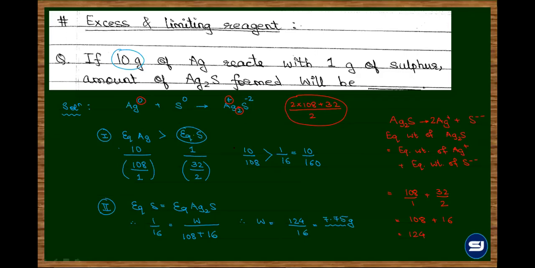Okay, now in the handwritten part, this 32 wasn't divided by 2. This is the correction. So make it as 32 by 2, and instead of 10 by 320, it will be 10 by 160. And here also change. Final answer is correct, 7.75 gram. I messed up with the n factor over here.